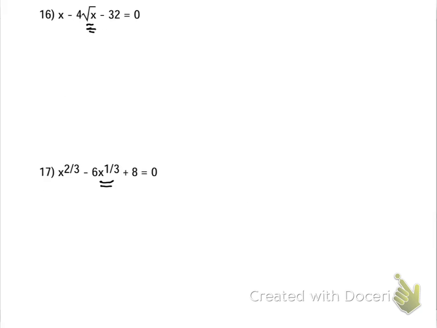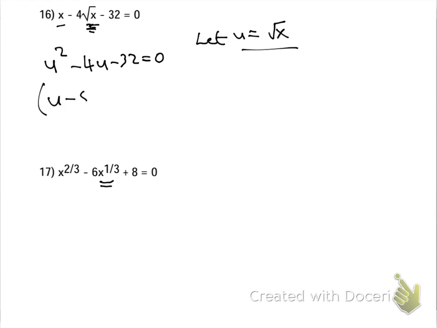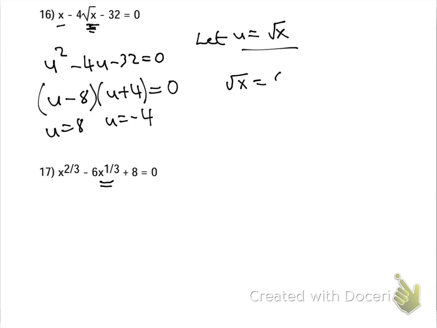So here, I'm going to let u equal the root x, okay, remember that middle term there? So I'll have this. I'll have u squared, because if I square this, I'll get the x, okay? U squared minus 4u minus 32 equals 0. Again, another quadratic that's fairly straightforward to factor. So again, this will give me u minus 8, u plus 4. So therefore, u equals 8, u equals negative 4. But actually, it's not that. It's going to give me this. Root x equals 8. Root x equals negative 4.